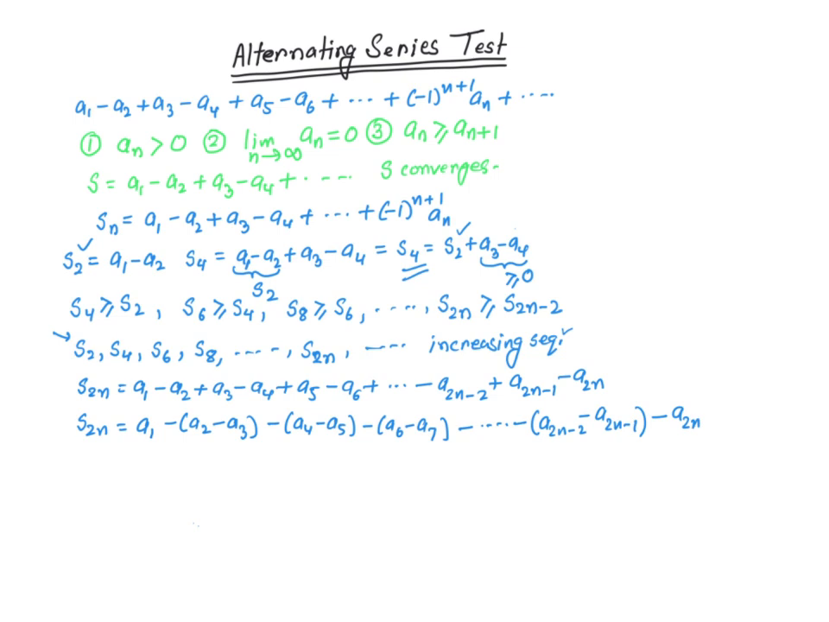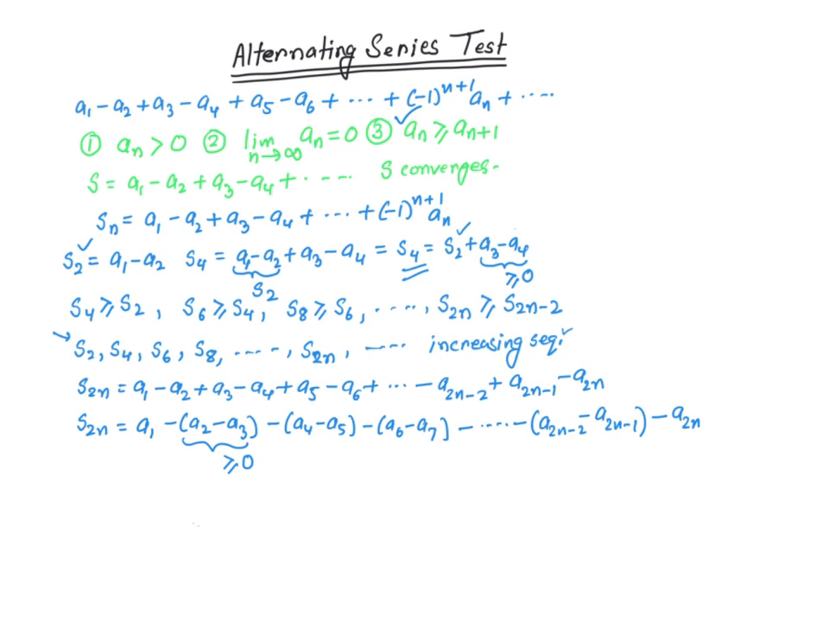Now here is some interesting observation. The observation is that this A2 minus A3 is actually greater than or equal to 0. Why is that the case? It is because of this condition.